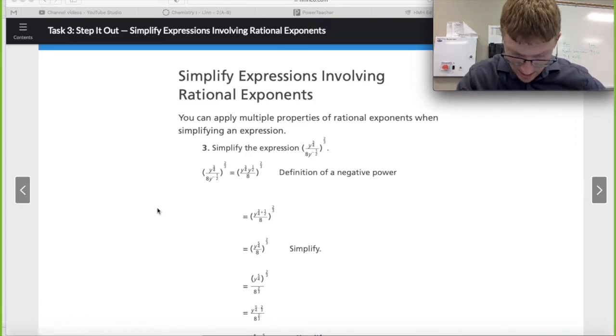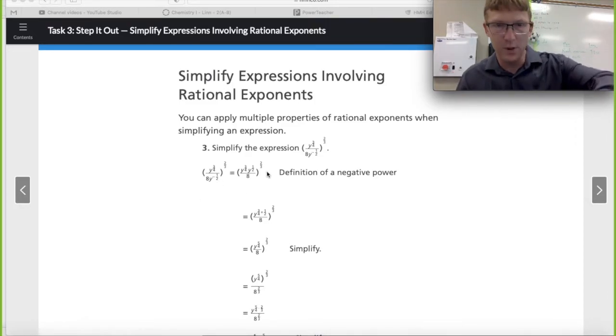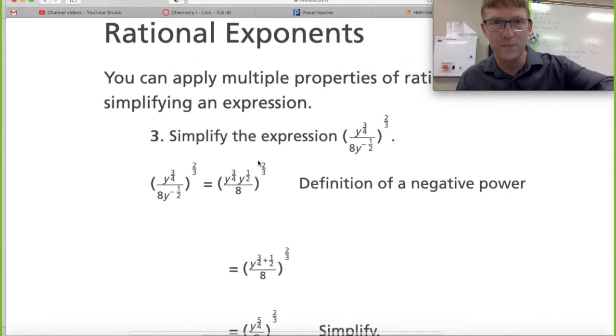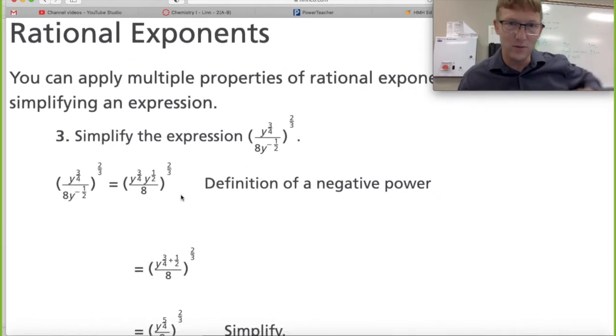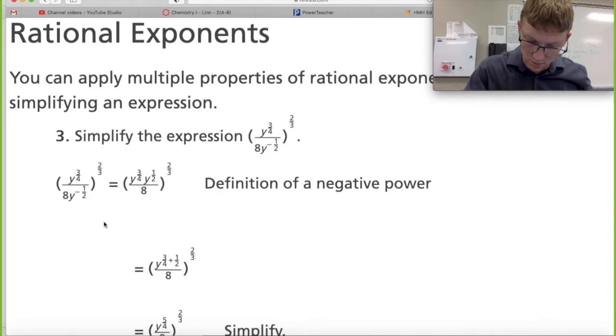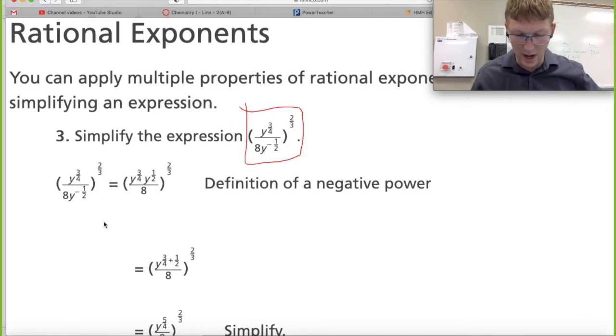So it gives us: simplify the expression. Come on, zoom in. You can do it. There it is. Simplify the expression, this whole mess. So yes, it looks messy, and I would not want to try to solve that myself. But using those properties, we can then make it into something that's not terrible.